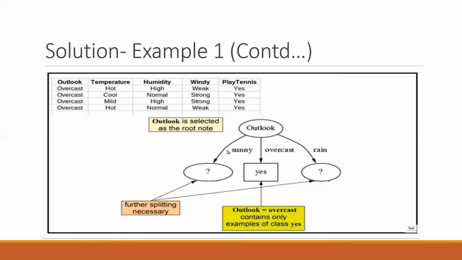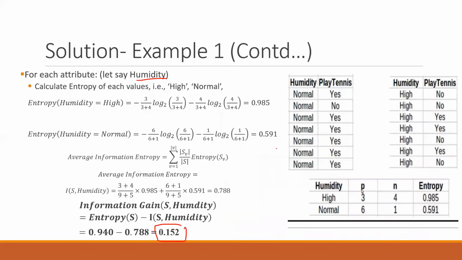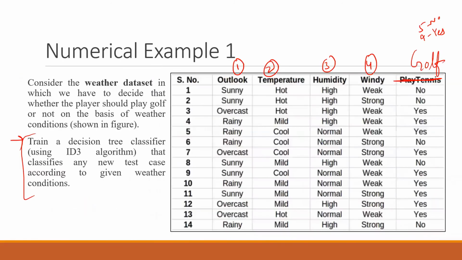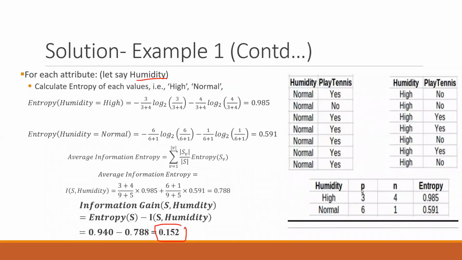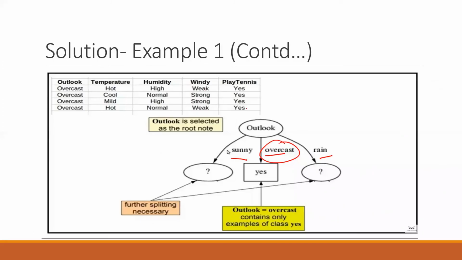After making outlook the root node, you have to decide what to do next. Outlook has three values: sunny, overcast, and rain. For outlook equal to overcast in this data set, every time my answer was yes. So that's why we have made it directly that whenever your outlook equal to overcast comes, you will give the output of yes. This is the final output for outlook equal to overcast.